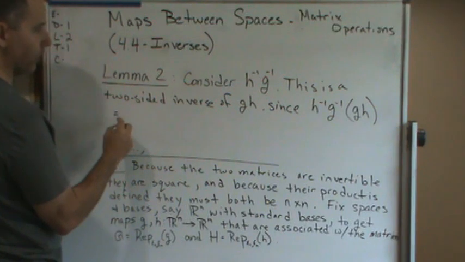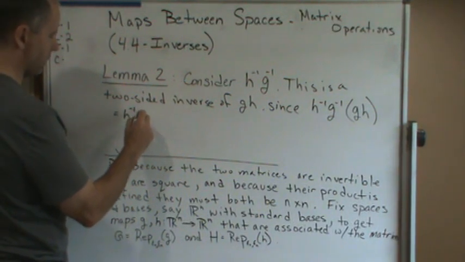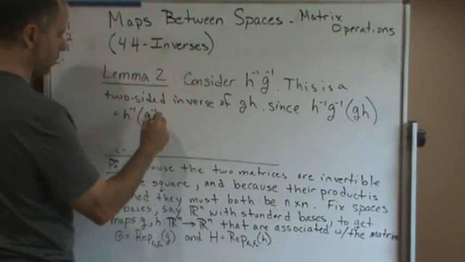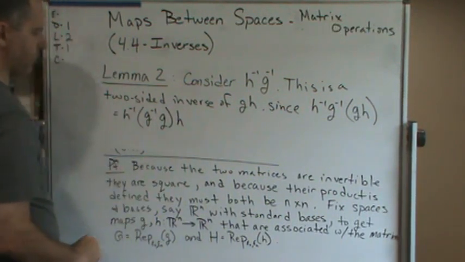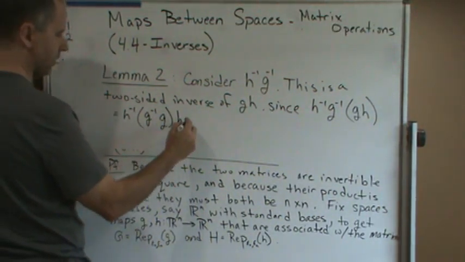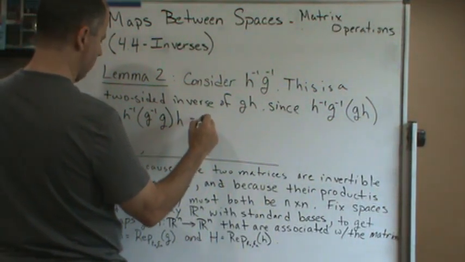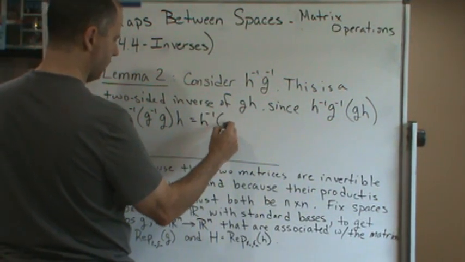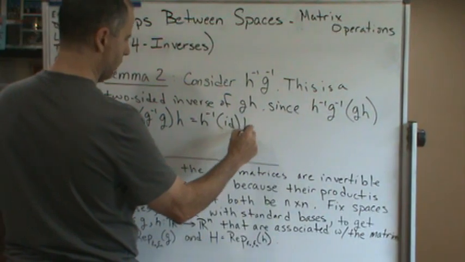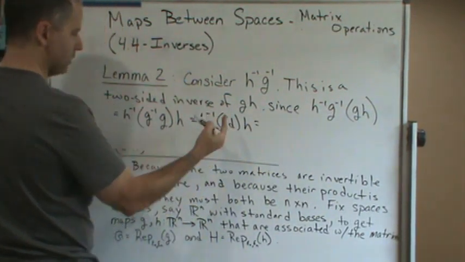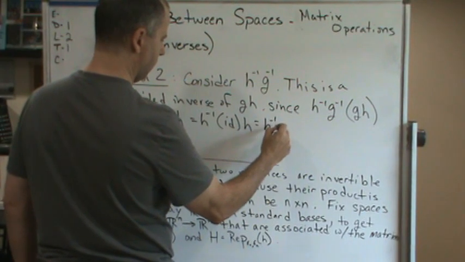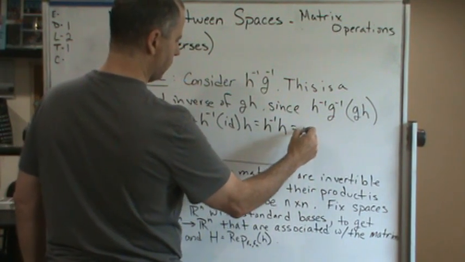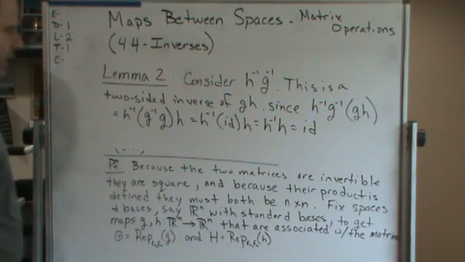Now watch what happens. Well, now we can rewrite this as H inverse, G inverse G, H, right? Well, this is going to compose and give us the identity mapping, right? So that'll be H inverse H, and of course this middle part is just going to be 1, so we get H inverse H, which also gives us the identity mapping.